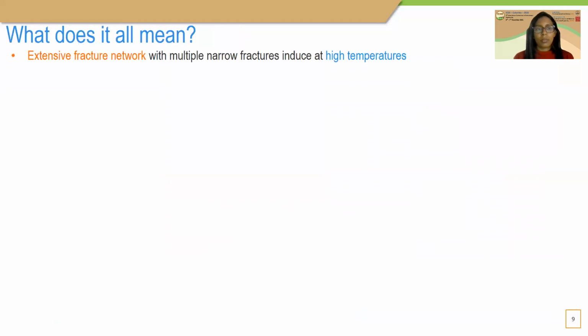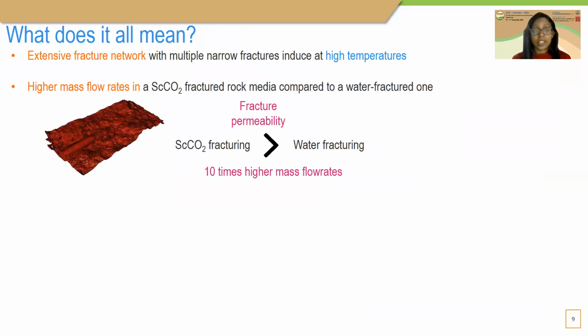So what does this all mean finally? Our experiment shows that supercritical carbon dioxide has the ability to create an extensive fracture network with multiple narrow fractures compared to water. And we examined its mass flow rate, that means fracture permeability, under different temperature and pressure conditions. Our result shows that the fracture permeability of the granite specimens fractured using supercritical carbon dioxide is more than 10 times higher compared to water fractured specimens at similar temperature and pressure conditions.